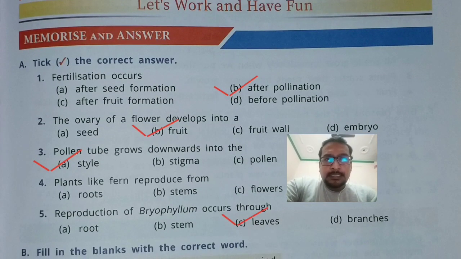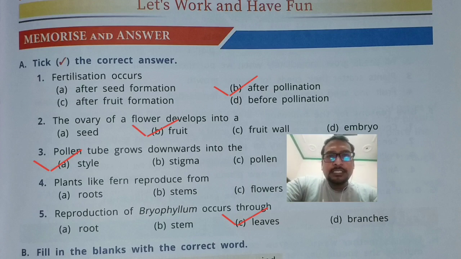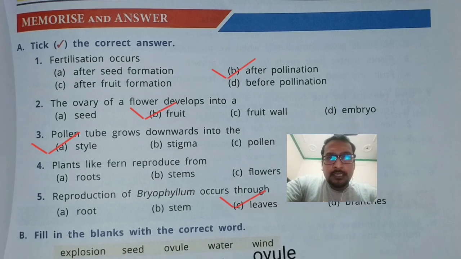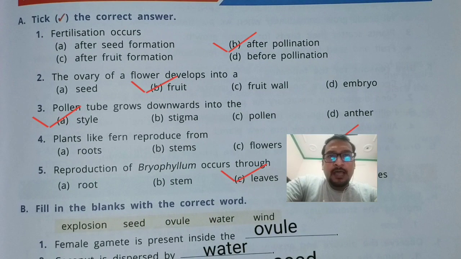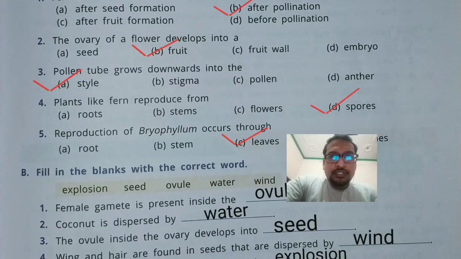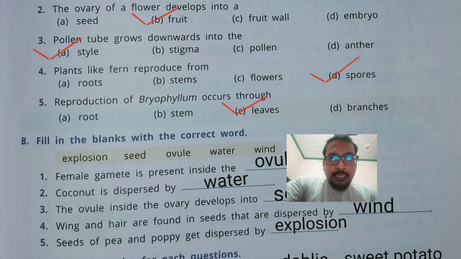Tick the correct answer. Number 1, fertilization occurs, that is option B, after pollination. The ovary of the flower develops into a fruit. Okay, that is a fruit. Then the pollen tube grows downwards into the style. Then plants like fern reproduce from spores.